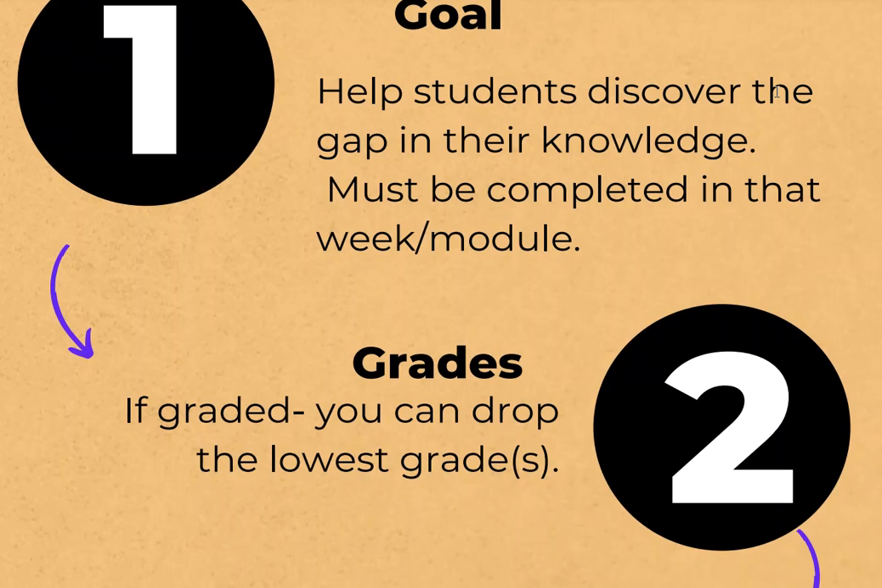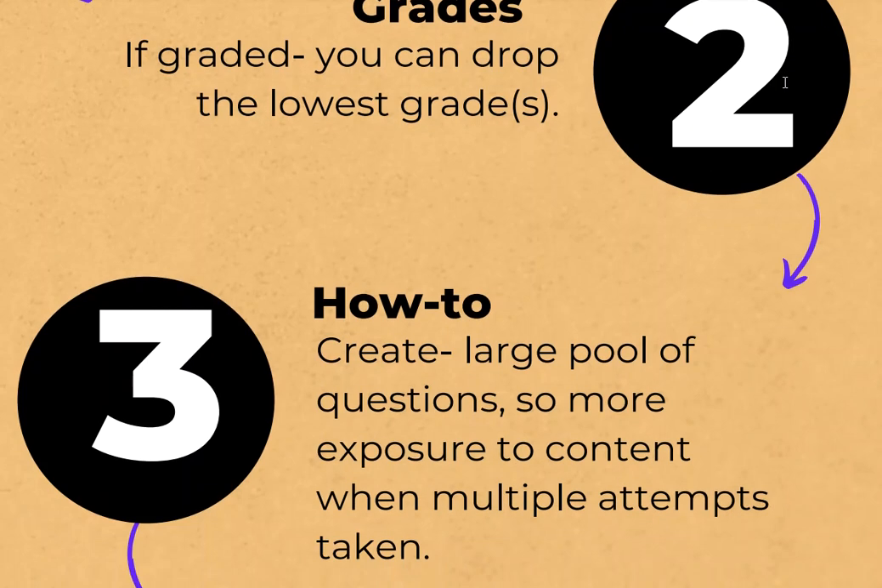So if you have 15 of these knowledge checks, you can decide to drop the lowest 2 or the lowest 3 of these grades. How to? Create a large pool of questions, so there is more exposure to the content when multiple attempts are taken. So begin small, begin to create these tests and then add to them.